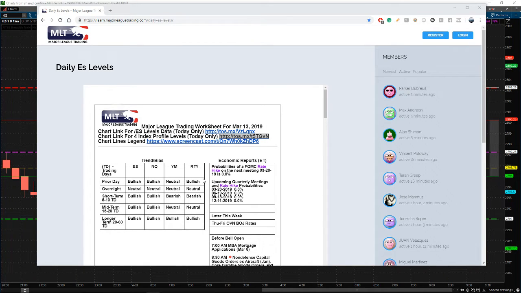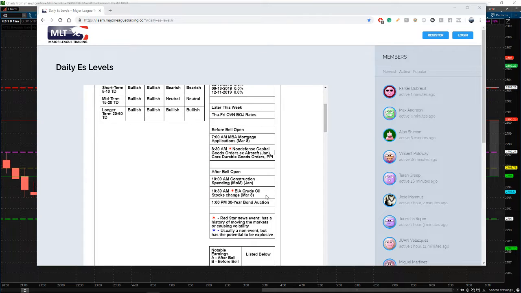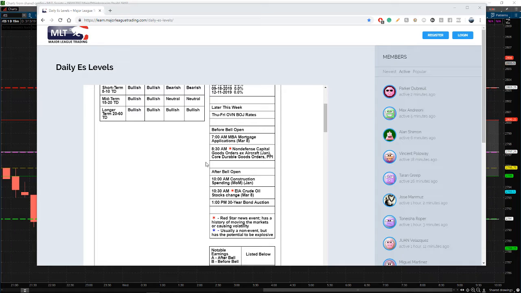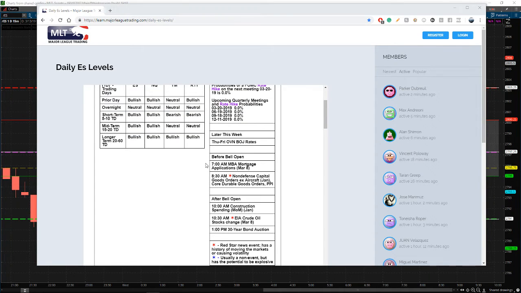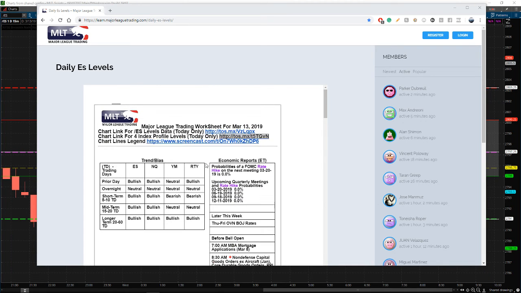The trend bias of the prior day and the economic reports we'll go over first. Before the bell at 7 a.m., we have MBA mortgage applications, 8:30, non-defense capital goods orders. And then after the bell, 10 a.m. construction spending, 10:30 we're going to have the crude oil stock change, and then at 1 p.m. 30-year note auction, or bond auction, I'm sorry.